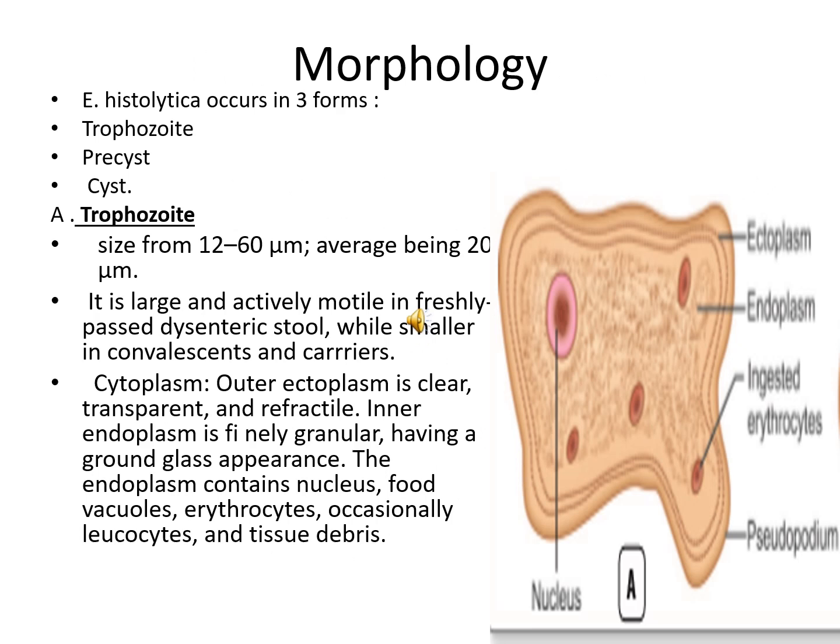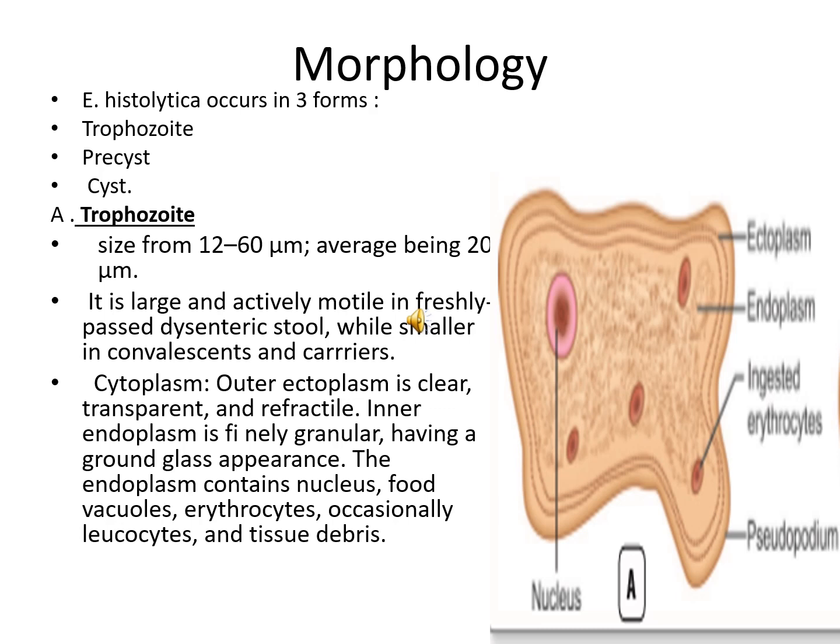Moving to the morphology of Entamoeba histolytica, it occurs as three forms in its life cycle. First is the trophozoite form or the mature form, then the precyst, and the cyst, which is the infective form of the amoeba. First is the trophozoite. The size is about 12 to 16 μm, and the average is about 20 μm. It is larger than the other two forms, and it is actively motile in the fresh dysenteric stool.